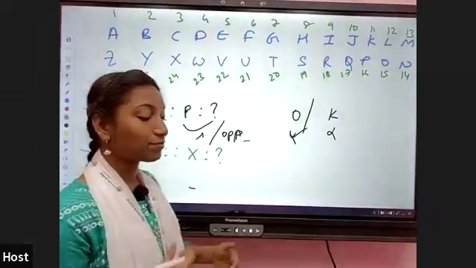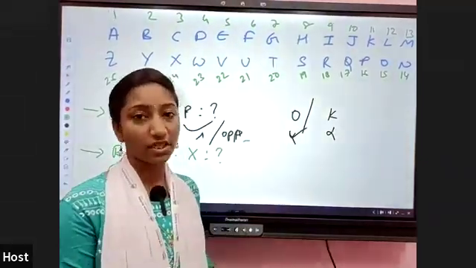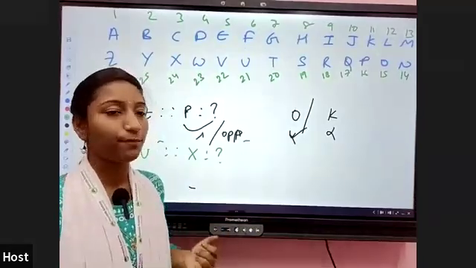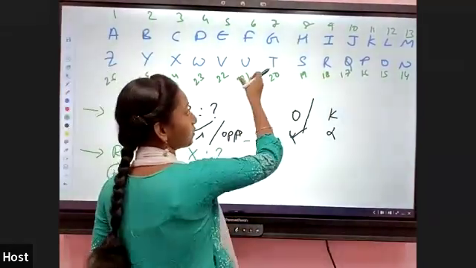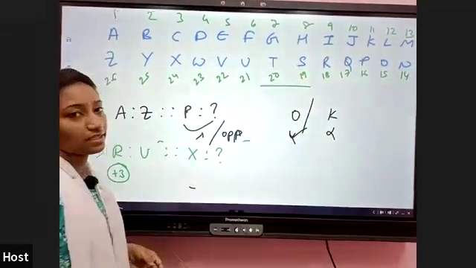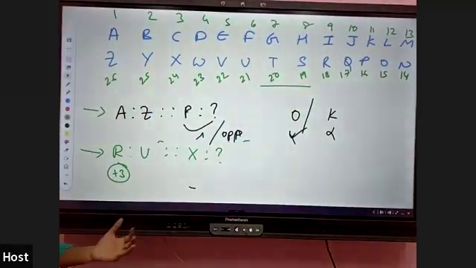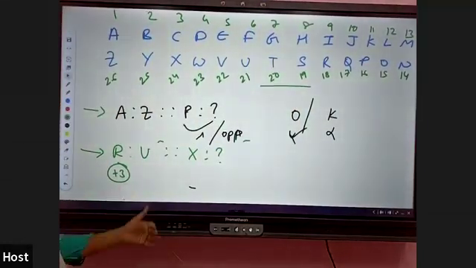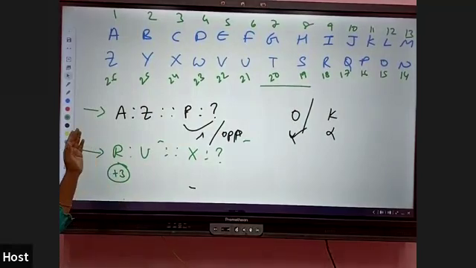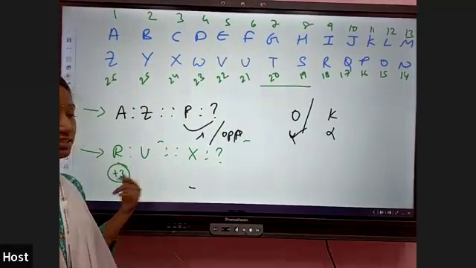Up to now we discussed addition and subtraction. We can take the gap also. Between R and U, how many letters are there? Two letters are there, so +2 for gap. For addition, it is +3. So the relation between R and U is +3.